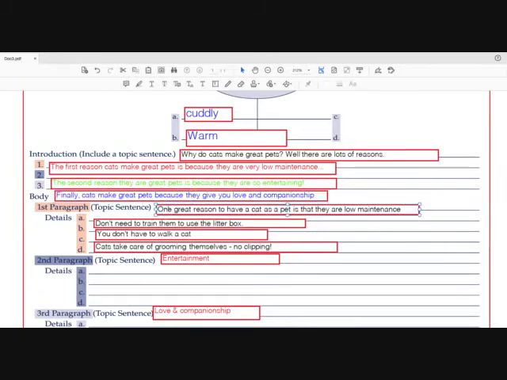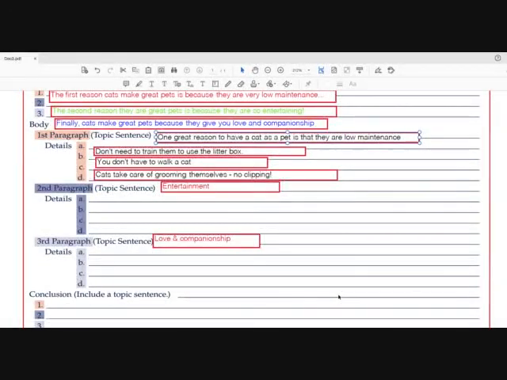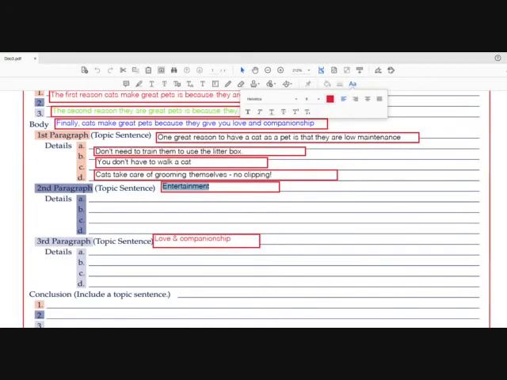First paragraph, one great reason to have a cat as a pet is that they are low maintenance. You don't need to train them to use a litter box, you don't have to walk a cat, and cats take care of grooming themselves. No clipping. And so you would keep going and give them a topic sentence so that you could help them out here. For example, another great reason to have a cat is the entertainment value, right?